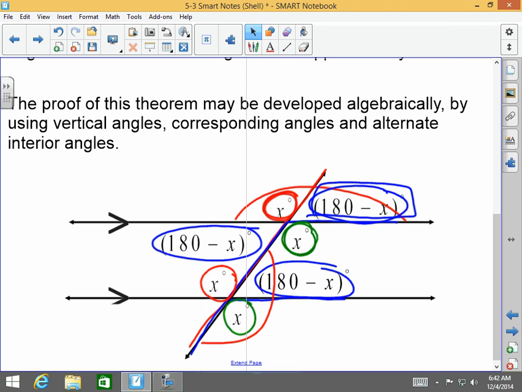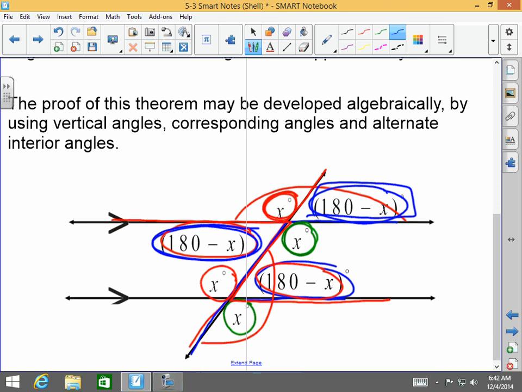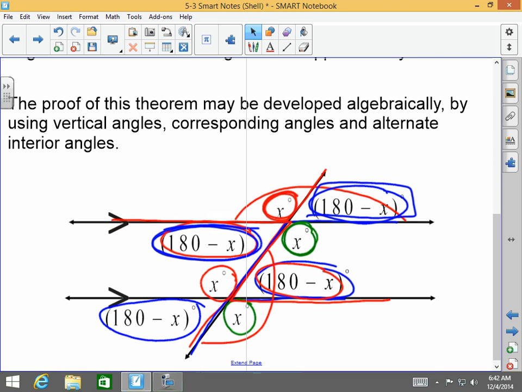Another way to look at this, if we use the Z method, this one and this one are alternate interior angles. And last but not least, if this one here is 180 minus x, using corresponding angles, this one has to be 180 minus x. So again, the transversal theorem is very powerful. If I have two parallel lines cut by a transversal, then all of the angle pairs are either congruent or supplementary, period.